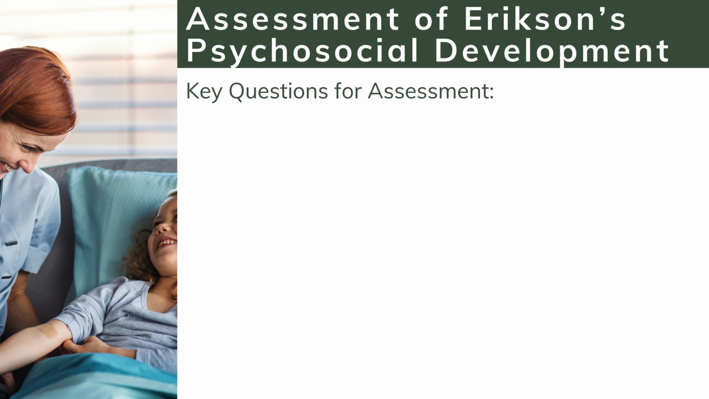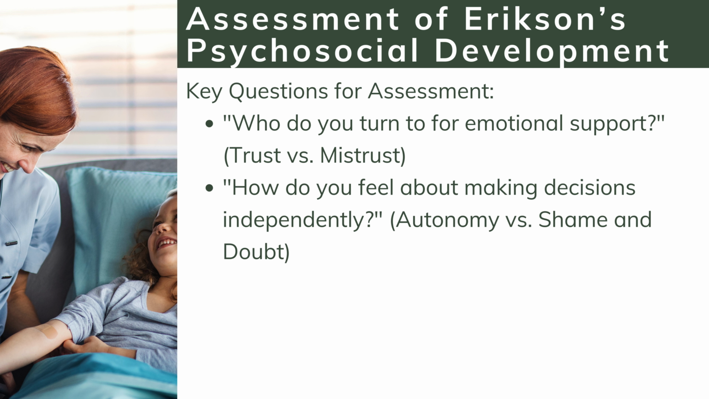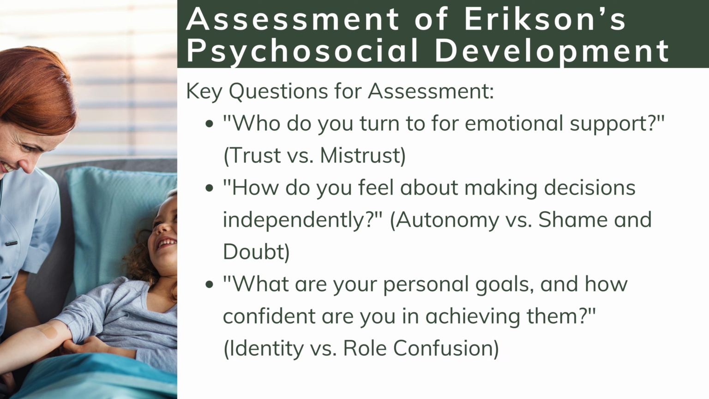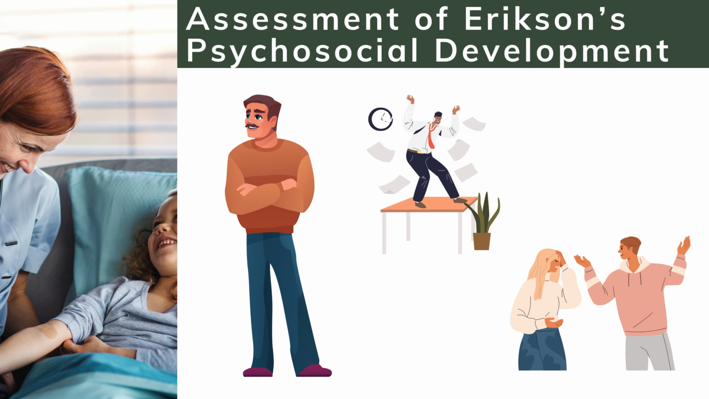We can ask these key questions. Who do you turn to for emotional support? How do you feel about making decisions independently? What are your personal goals? Example, a middle-aged adult experiencing stagnation in Erikson's generativity versus stagnation stage may struggle to find purpose in their career or family life, leading to feelings of dissatisfaction.